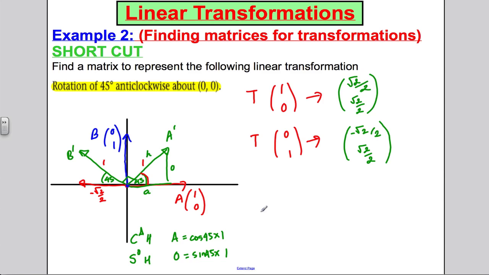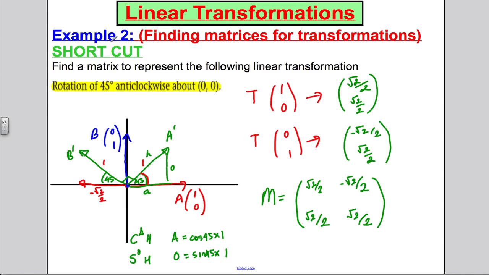So this therefore must be my second column of the matrix. So the matrix therefore must be equal to root 2 over 2, root 2 over 2, and this is the second column, so negative root 2 over 2 and root 2 over 2. And that matrix there is the matrix that gets us that rotation 45 degrees about (0, 0). That's about as hard as it gets with multiples of 45 like that.